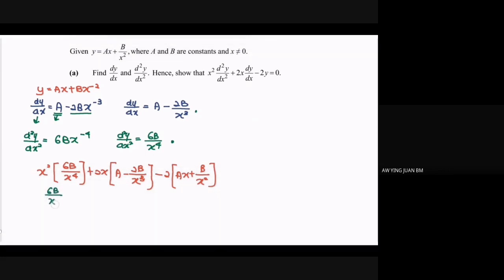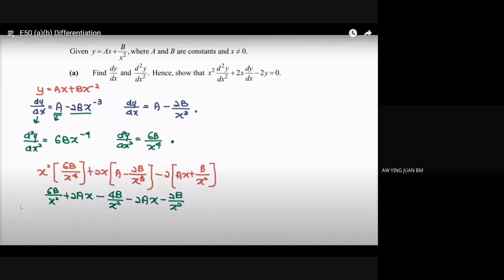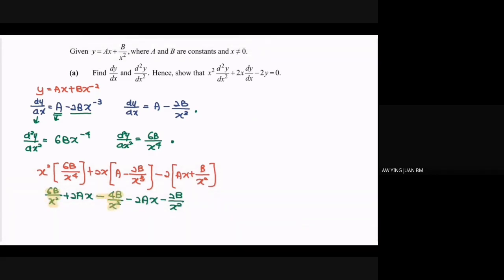Over x to the power of 2 plus 2ax minus 4b over x squared minus 2ax minus 2b over x squared. So kindly refer to the situation. 6b over x squared minus with 4b we will have 2b over x squared minus with the 2b over x squared we will have 0. Next we have 2ax minus with a 2ax and finally we will have equals to 0.